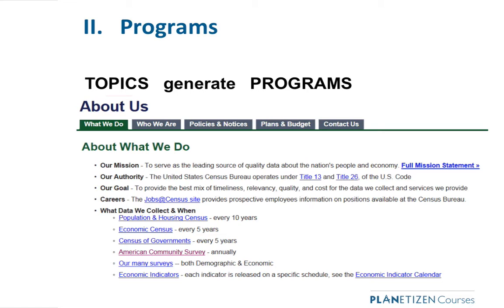Now, though, what we're seeing there, when it says what data we collect and when, those are programs. The Population and Housing Census program is every 10 years. The Economic Census's program is every 5 years. Same with Census of Governments. The American Community Survey is an annual survey. So now we're taking topics, putting them into real programs which have recurring activities and products.